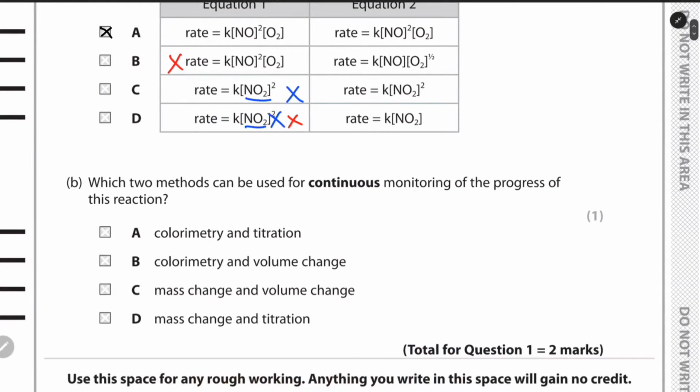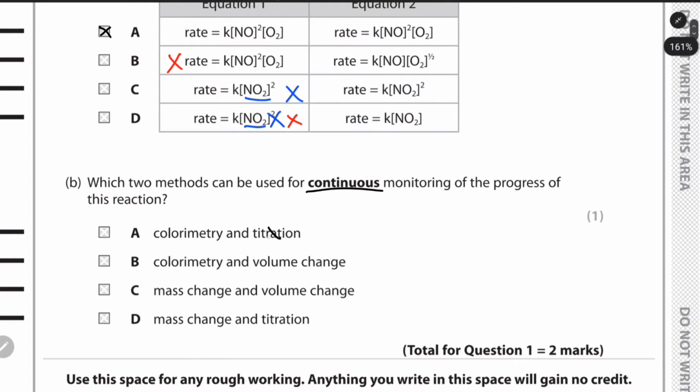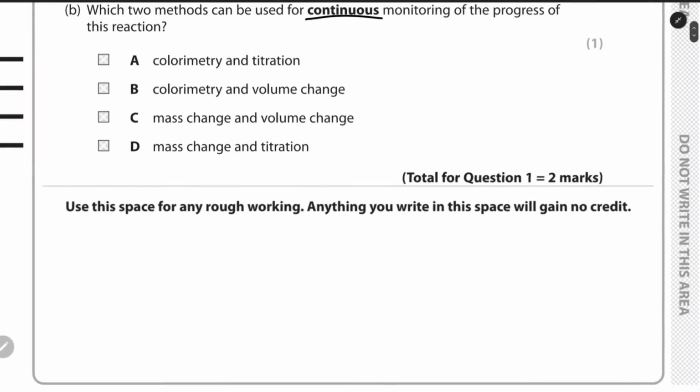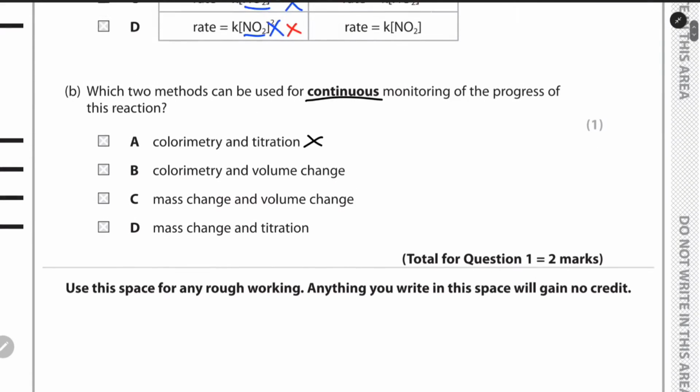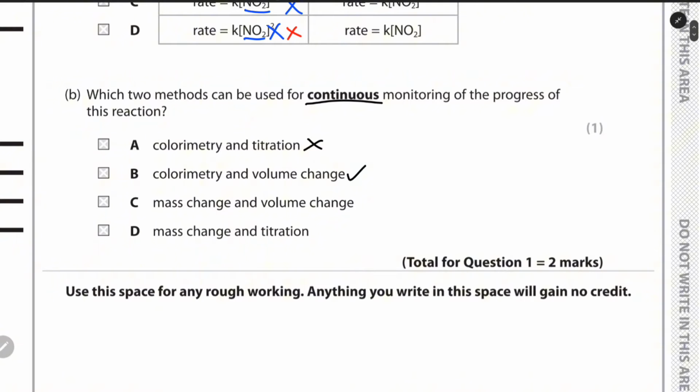Now we have to monitor this reaction continuously. So if I want to do it continuously, I cannot do titration. Titration can only be done after some time, or you can collect the mixture after some time. So it will be discrete, not continuous. So A is out. We can do B.